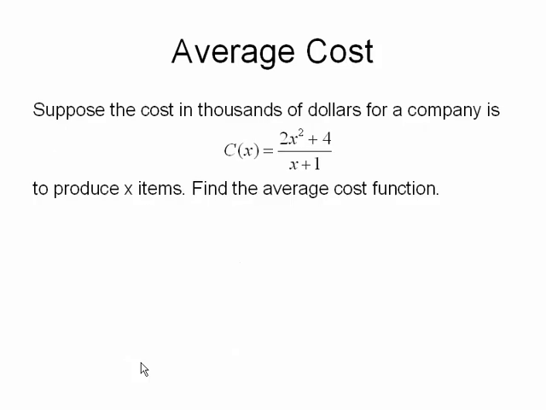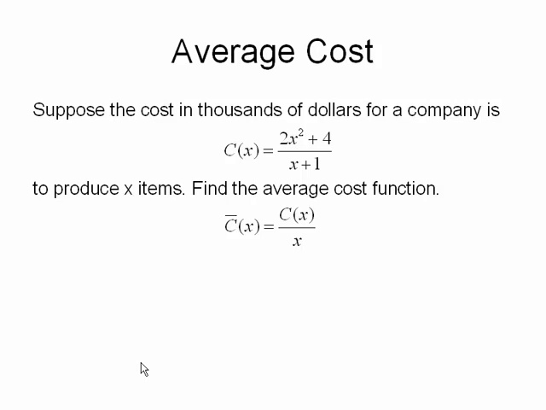So suppose that the cost in thousands of dollars for a company is given by C of x equals the quotient 2x squared plus 4 divided by the quantity x plus 1. And that's to produce x items. The first thing we want to do is go ahead and find that average cost function. So I'll write out my average cost function equals C of x divided by x.